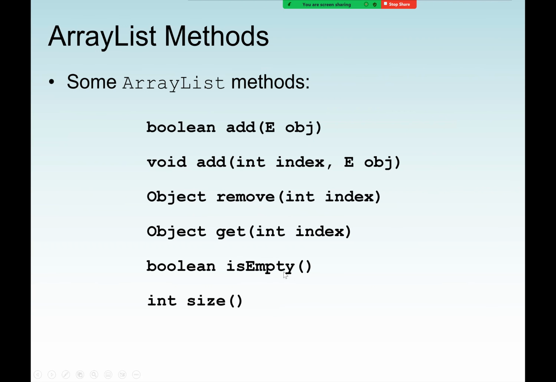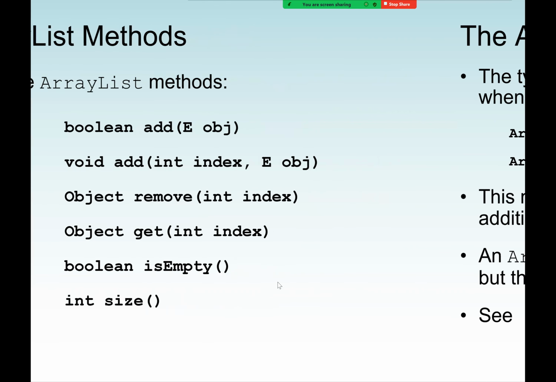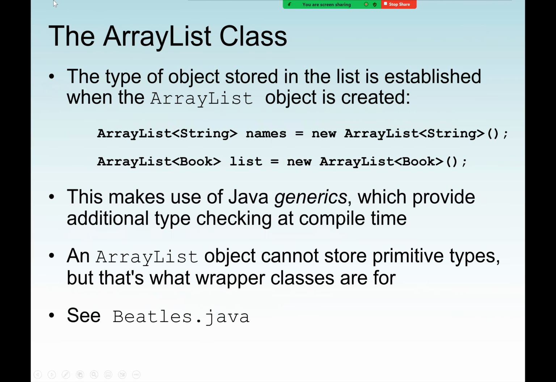We also have isEmpty. We can use isEmpty to check if an ArrayList is empty or not. Then they also give us the method size. We can check how many items are in the ArrayList. So again, ArrayList is a class and it comes with special methods that we can use to manipulate it. We will talk about this in more detail in future lectures. So let's see how it's used.